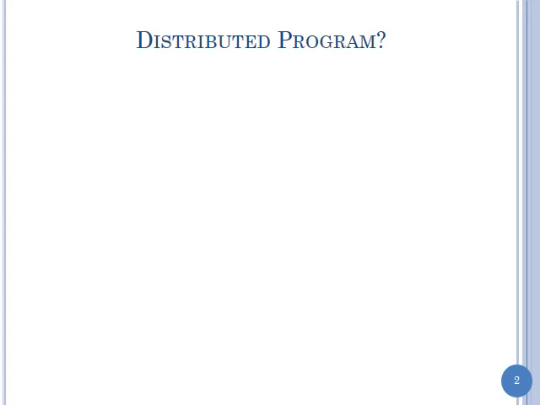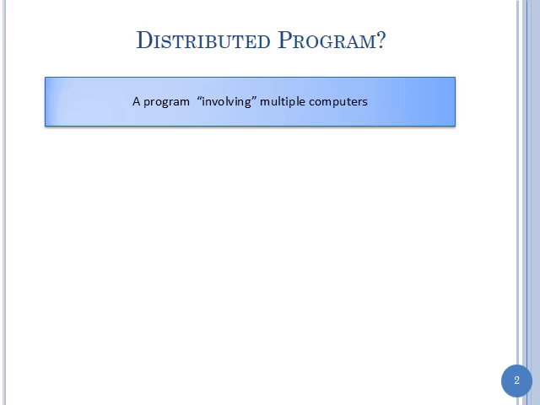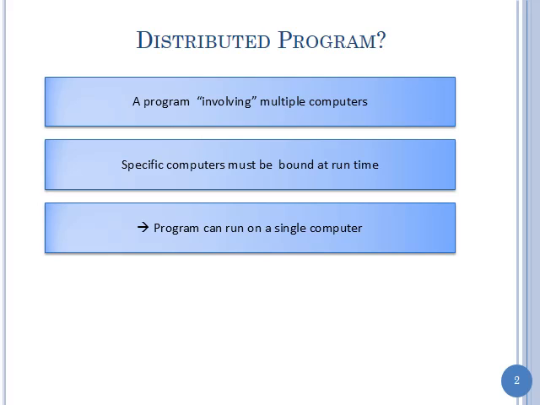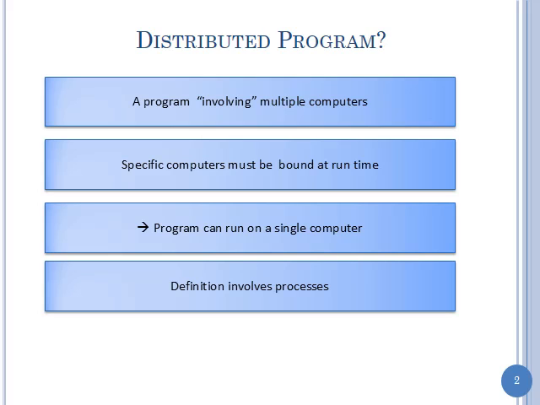Okay. So a distributed program, a program involving multiple computers, and specific computers must be bound at runtime. You don't say this program runs on these 3 computers. So if the binding is at runtime, you can probably run them all on the same computer also. And so then you have to talk about processes.